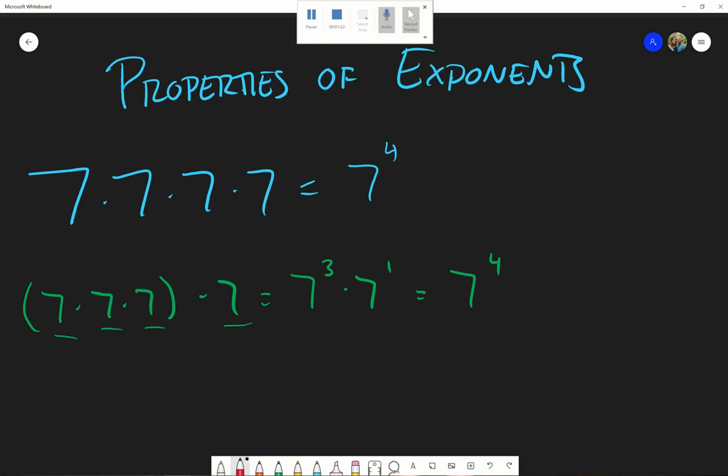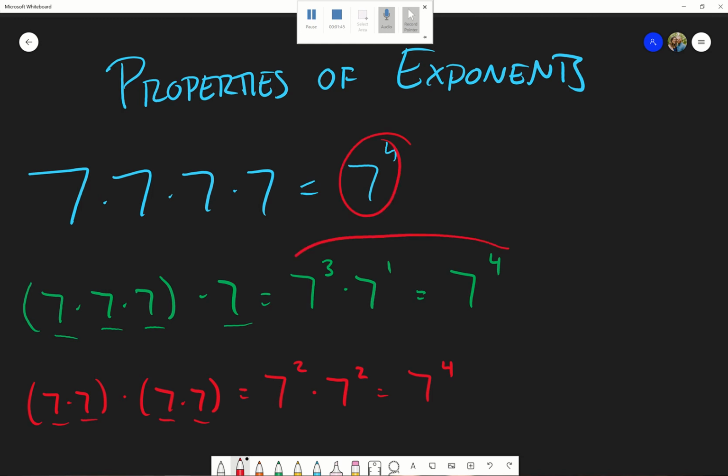Okay, well, what if I had 7 times 7 times 7 times 7? Well, that would be 7 to the power of 2 times 7 to the power of 2. But since I still have 4 7s here, this would still be 7 to the power of 4. All of these are all the same thing. They all are going to equal the same thing.